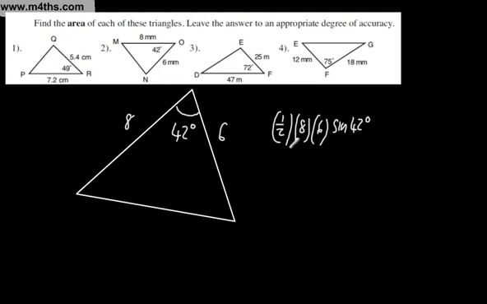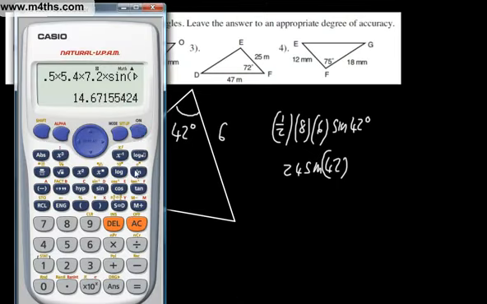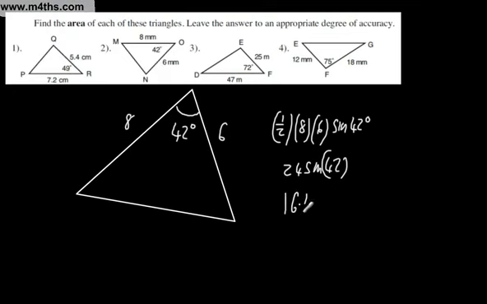You can, of course, cancel this down and make it look a little neater. 24 sine 42. 8 times 6 is 48, divided by 2 is 24. So let's put this straight through the calculator, 24 sine of 42. Again, we're in degrees mode, got my little D there. If you can't see that, get in degrees. So we'll call it 16.1, and that's millimetres squared. So there we go, area of a non-right angle triangle.